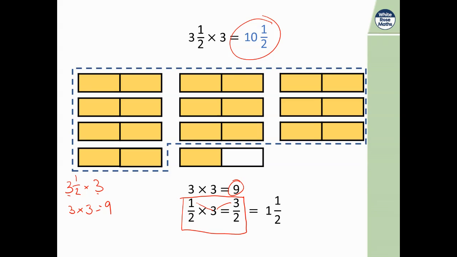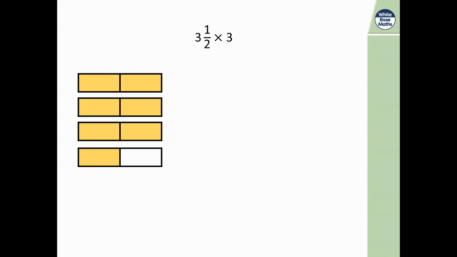1 times 3 was 3. The halves stay the same. We ended up with 3 halves. 3 halves gets converted back to mixed number. That becomes 1.5. And we add it to the 9. So 9 plus 1.5 was 10.5. Okay.